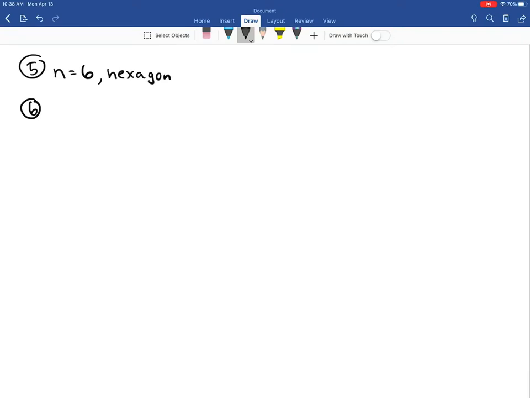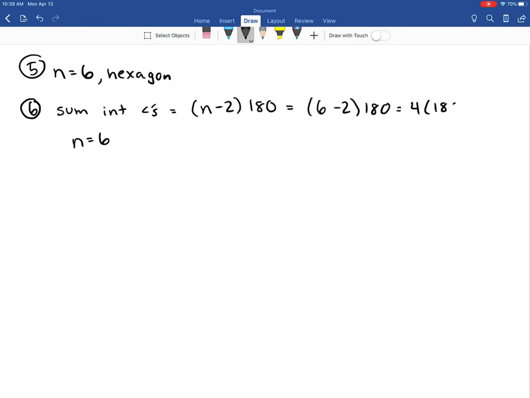Number 6, find the sum of the measures of the interior angles of a polygon with 6 sides. So I'm going to write out the equation. Sum of the interior angles is equal to n minus 2 times 180, where n is the number of sides. They tell me that my n is 6. So I get 6 minus 2 times 180. 6 minus 2 first. 180 times 4 gives me 720 degrees.